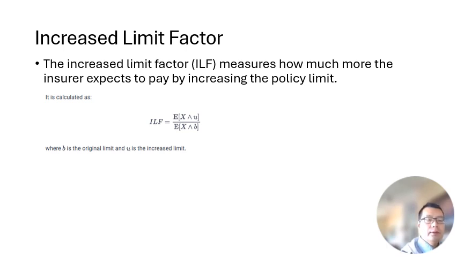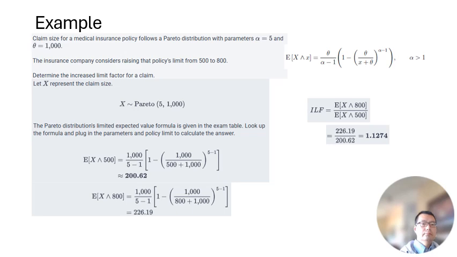ILF is equal to the expected value of X ∧ μ over the expected value of X ∧ B, where B is the original limit and μ is the increased limit. Let's look at this example to further understand the concept. Claim size for a medical insurance policy follows a Pareto distribution with parameter alpha equal 5 and theta equal 1000. The insurance company considers raising that policy limit from 500 to 800. Determine the increased limit factor for a claim.